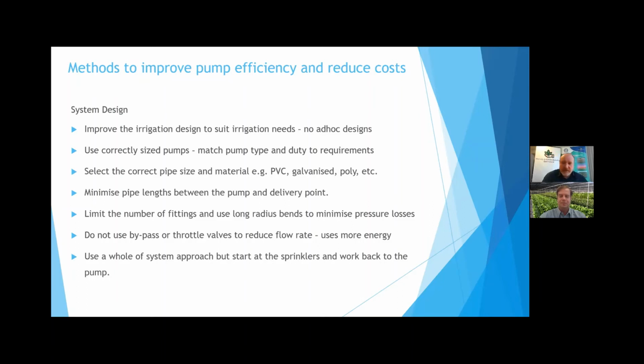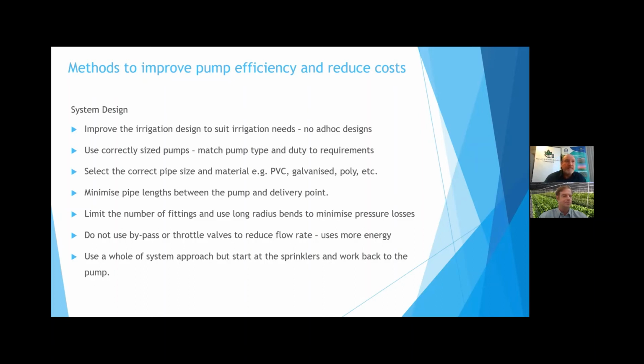Just check to make sure that it is appropriate, and look at the whole system. So does the pump provide the right flow rate and operating pressure for the sprinklers? The whole system approach should actually start with what the plant requires, how much water they require, and how you're going to apply it to the plant, and then work backwards to the pump. And that'll give you the most efficient system.